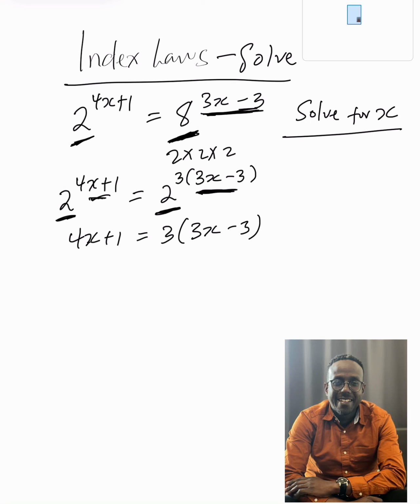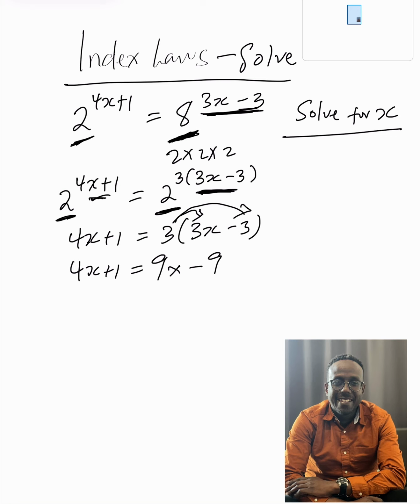So here, on the left-hand side, we have 4x plus 1. And on the right-hand side, I'm going to open the brackets. Remember, we are multiplying 3 by 3x, then 3 by 3. So 3 times 3x is 9x. We have our minus here. 3 times 3 is 9. Okay? Like that. Then we start to solve the equation.